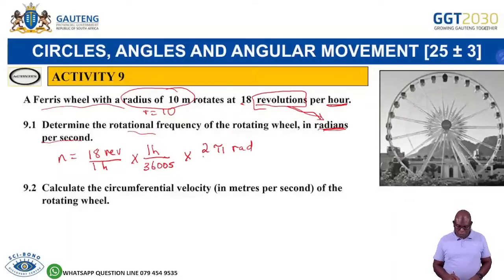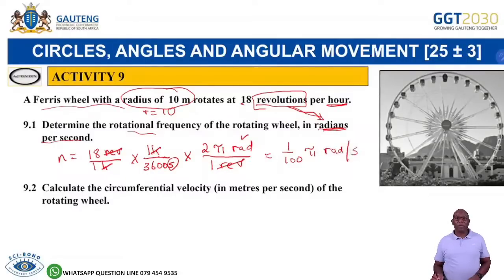radians all over. We know that 2 pi radians is the same as 1 revolution. A revolution is 360 degrees, right? So can you see the revolutions and the revolutions will cancel out? The hour and the hour will cancel out. Then I'm left with the radians over the seconds. So my answer there is going to be 1 over 100 pi. Remember, this is radians per second. You see how we've done that? So I want to change it from revolutions to radians, so I can just multiply by that.